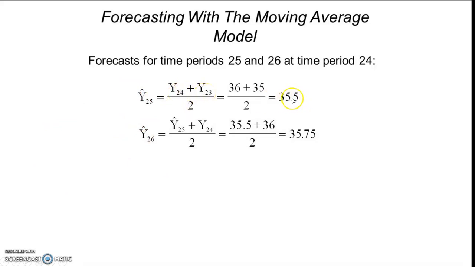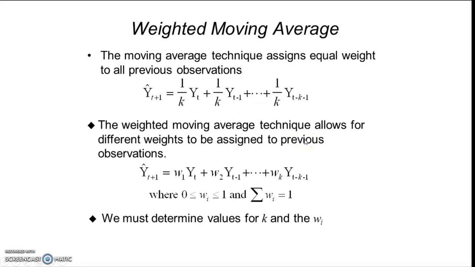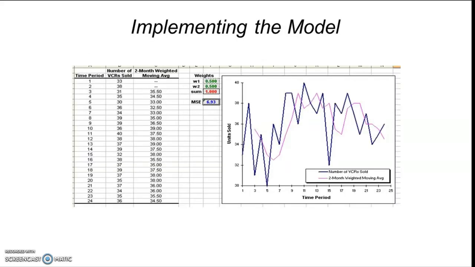So we get 35.5, and this is the forecast value for the 26th observation, and that is 35.75. This is the weighted moving average. The moving average technique assigns equal weight to all the previous observations, whereas the weighted moving average technique allows different weights to be assigned to previous observations. So we must determine values for k and the wi. This is how we implement the method.